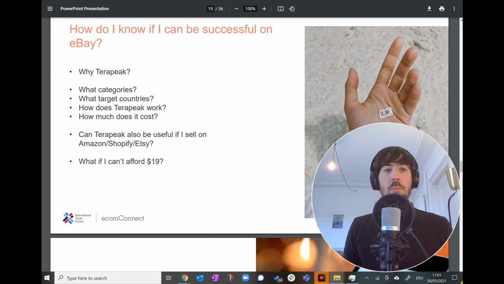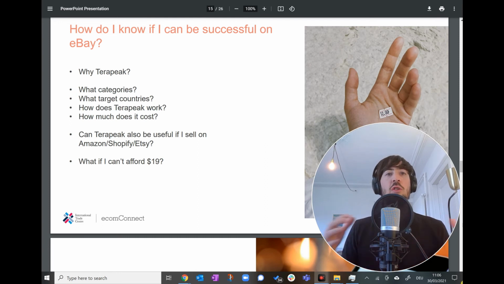So can Terapeak also be useful if you sell on Amazon or Shopify? Yes, definitely. eBay is a very competitive marketplace. So if you can have a competitive price and succeed on eBay, you are very likely to succeed on the other platforms as well. Also, Terapeak looks at transactions worth $100 billion. That's a huge amount of data and definitely a good representation of the kind of demand and the kind of prices that you can get in a given market.